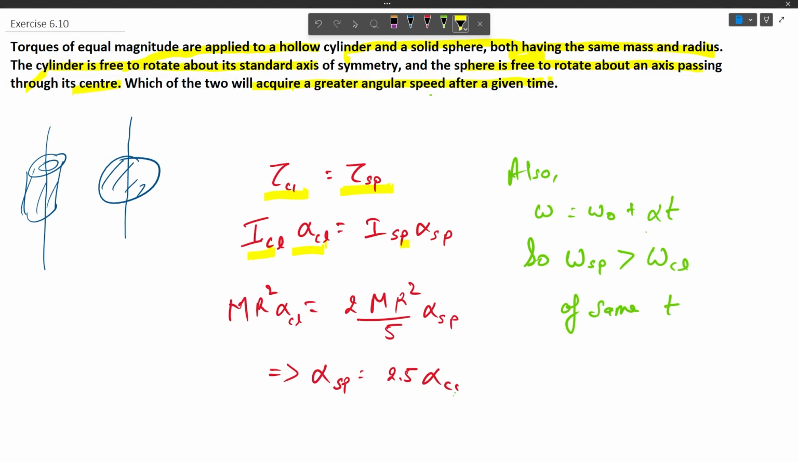Now we know that the moment of inertia for a hollow cylinder is mr square, and the moment of inertia for a solid sphere is 2 mr square by 5. Now when torque is equal, then the product of angular acceleration and the moment of inertia should also be equal. Here we have been given that they have the same mass, so m is equal, and r is also equal. Now this relation can be written as alpha sphere equals 2.5 times alpha cylinder, that is, the angular acceleration of the sphere is 2.5 times larger than the angular acceleration of the cylinder.